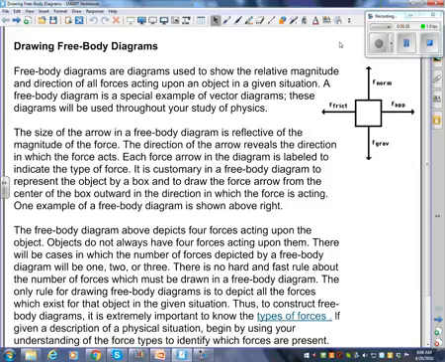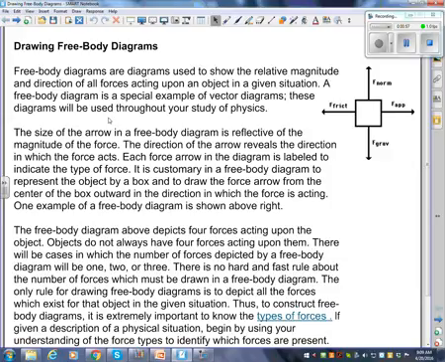You've probably already seen them in grade 10, but this is probably the first time that you've formally talked about them. Free body diagrams are diagrams used to show the relative magnitude and direction of all forces acting upon an object in a given situation. When I say relative magnitude, what does that mean? Magnitude means the size, and relative magnitude doesn't mean related like family, brothers and sisters. Relative magnitude means that bigger sizes have bigger arrows. A free body diagram is a special example of vector diagrams.